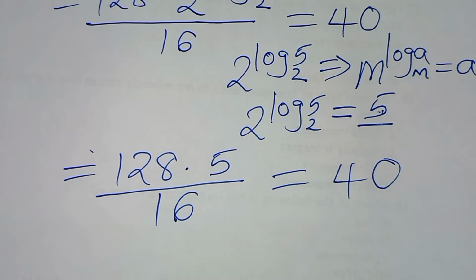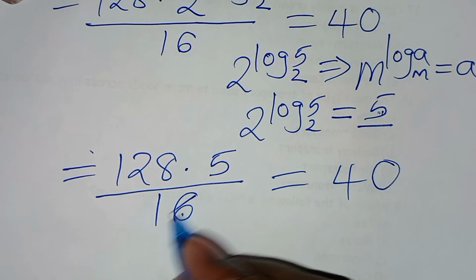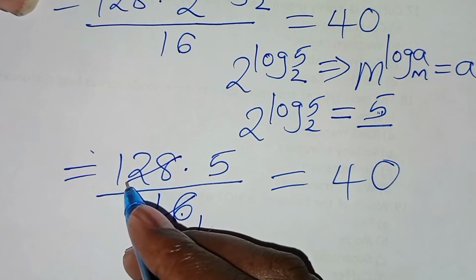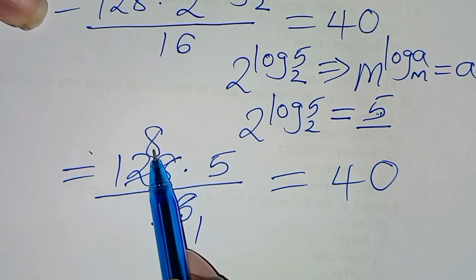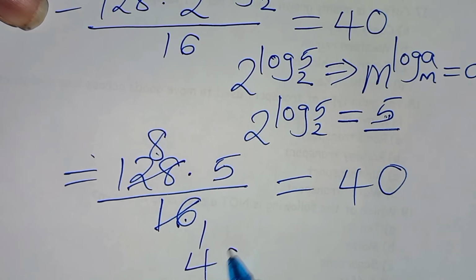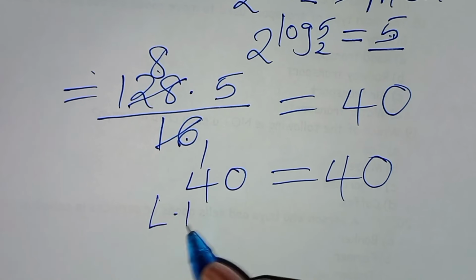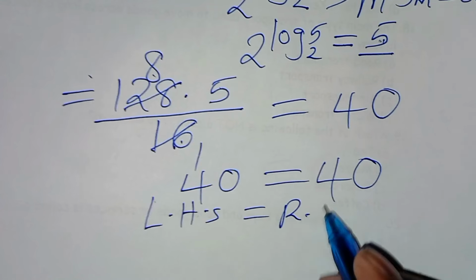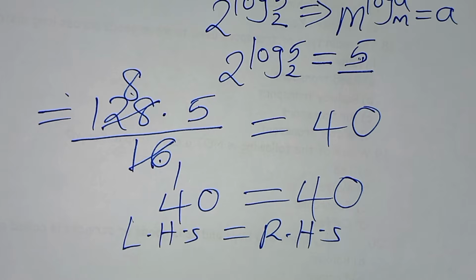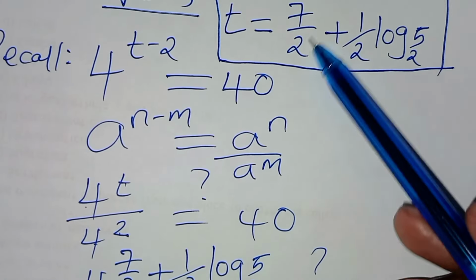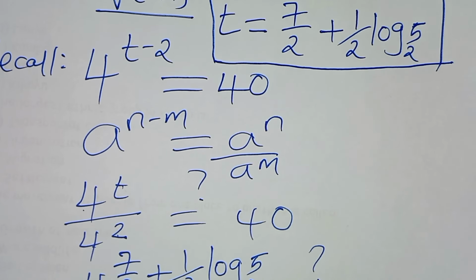So let's simplify here. If you simplify 128 by 16, this is actually equal to 8. And then 8 times 5 is essentially equal to 40, which is equal to 40. So that means that the left-hand side is equal to the right-hand side, and that affirms that the value of t, which is 7 over 2 plus a half log 5 to base 2, actually satisfies the equation.